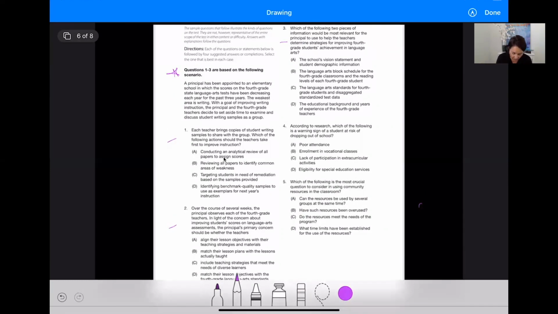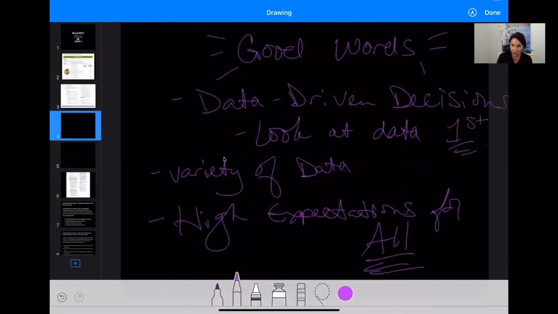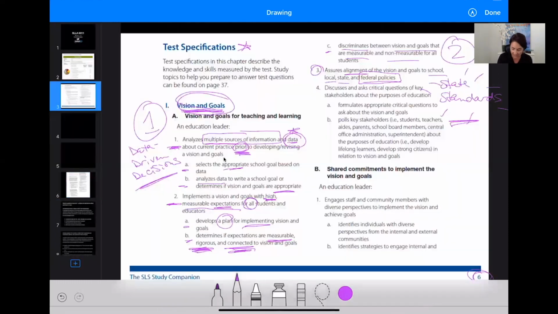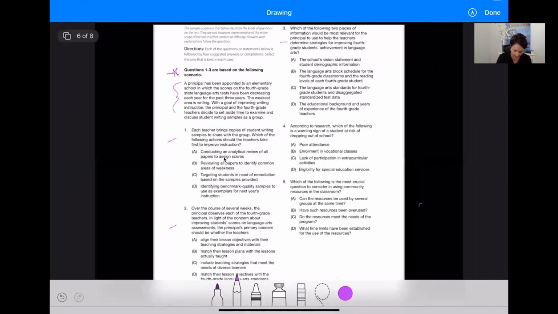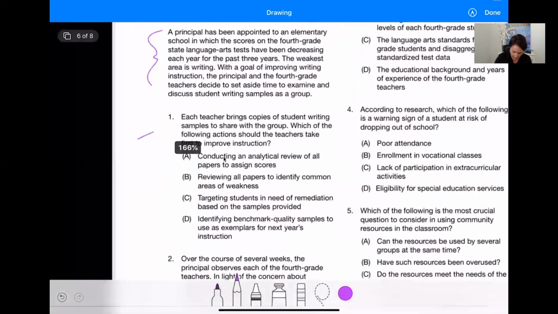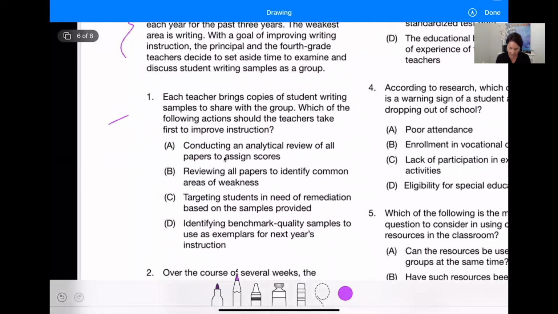You don't even have to really read this particular situation here. I want you to go straight to the answer choices and identify your good words, the things that we talked about when we looked at the test specifications. Now, let's take a look. If we take a look at number 1, let's just focus on that one. Do not start here. Don't start at each teacher.